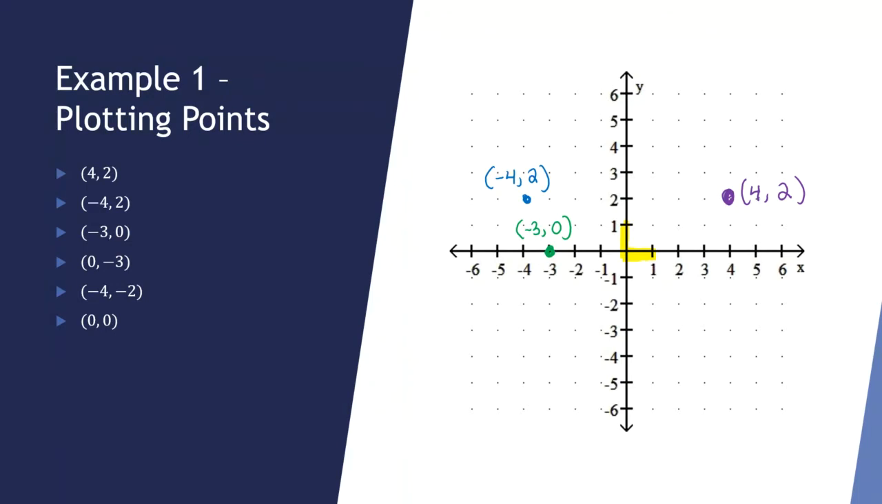The next one is 0, -3. So you always start from the center. 0 means you're not moving left or right if 0 is your first value. So you're not moving left or right. Your second value says -3. So that means you're going down to -3. This is also on an axis, but this is on the vertical axis, or the y-axis, instead of the x-axis.